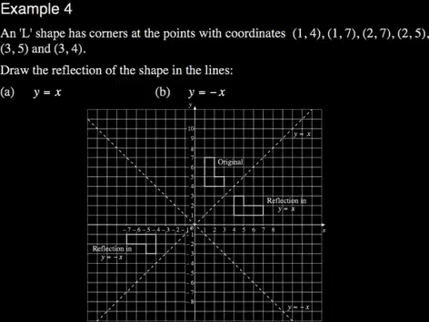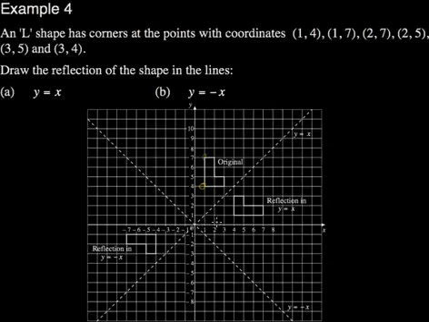Now for the final video of reflections before you start the exercises. An L shape has corners at the points with these coordinates. 1, 4, which is 1, 4 here. 1, 7, 1 across 7 up is here.